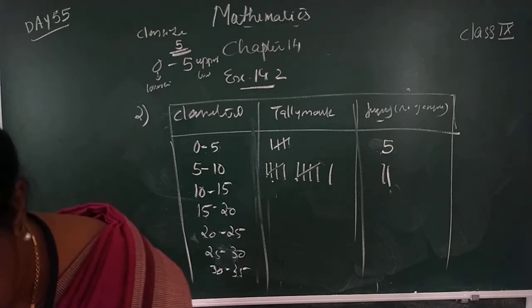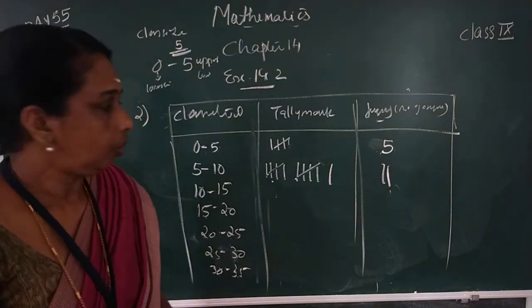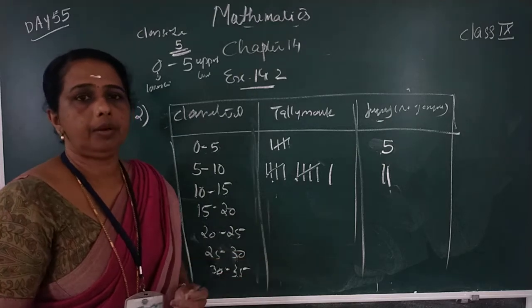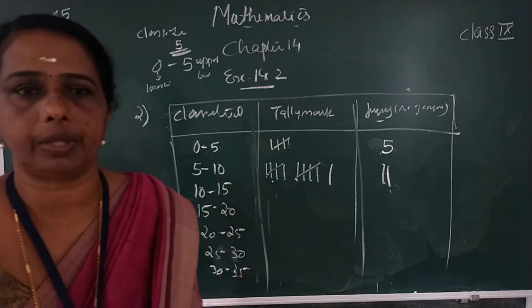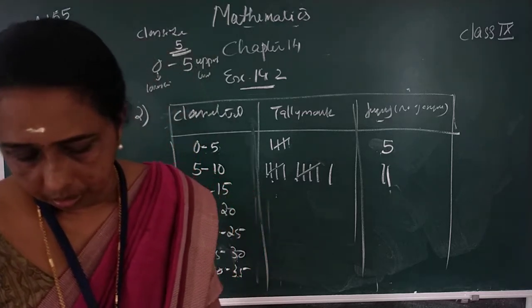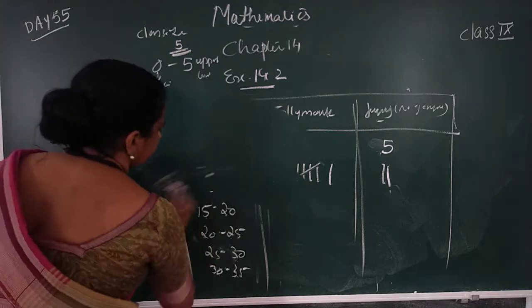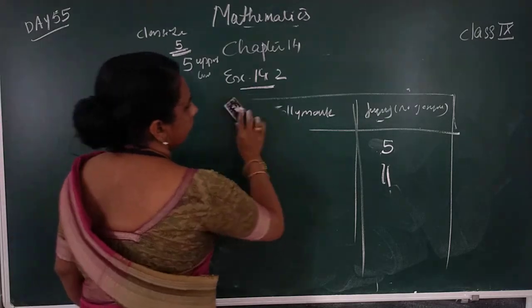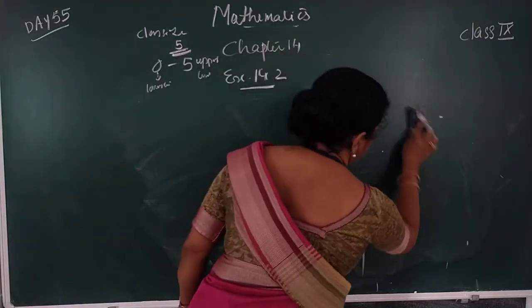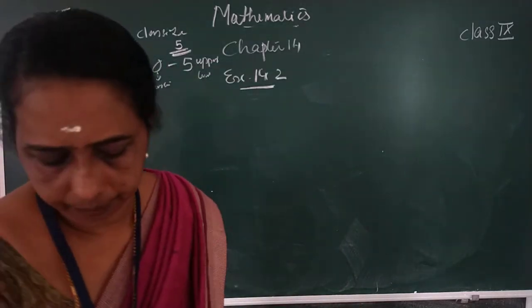You have to prepare the table. Then what are the features you have to find from the table? You have to write. Okay. Then third and fourth homework. Fifth one.